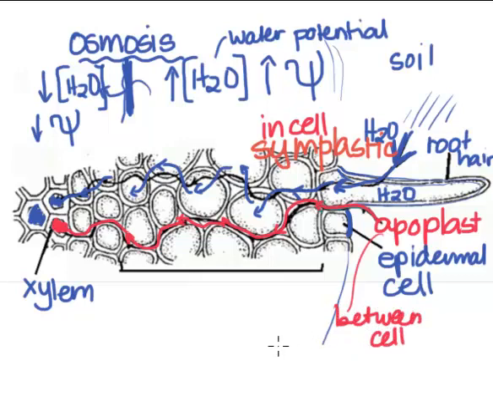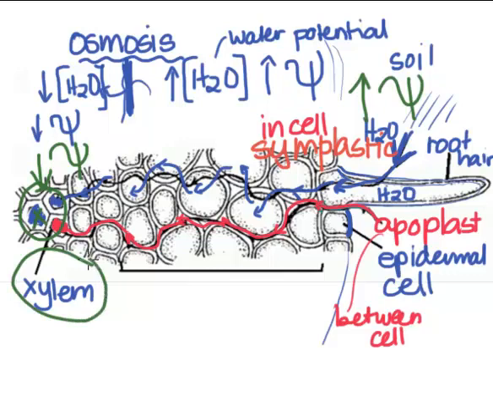Apoplast is between the cells, in between the spaces of the cells. And all the time water is moving, let's do this very clearly, from an area of high water potential to an area of low water potential. The water ends up in the xylem, and that is where our lesson tomorrow will pick up, when we see what happens to the water now that it's in the xylem. How does it get up the stem?